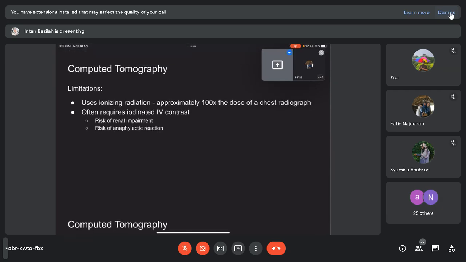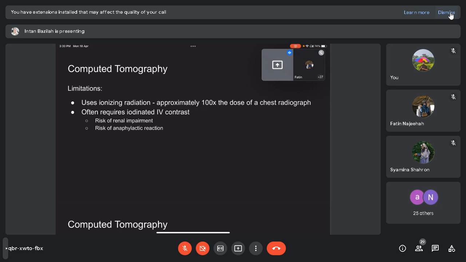But limitation is, of course, it involves ionizing radiation. Abdominal CT is about 100 times the dose of chest radiograph. So it's a lot of radiation. That's why you need to think clearly when you want to request for CT abdomen, and that's why radiologists are very fussy when it comes to approving or accepting the request, because we need to think whether this patient is going to benefit a lot from the CT or it just gives extra radiation to the patient.